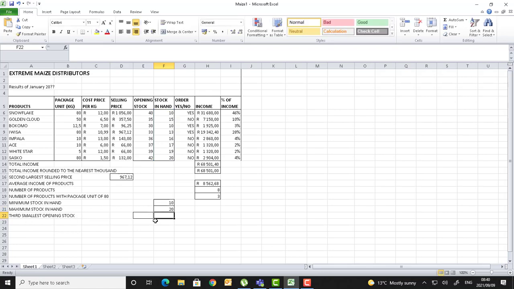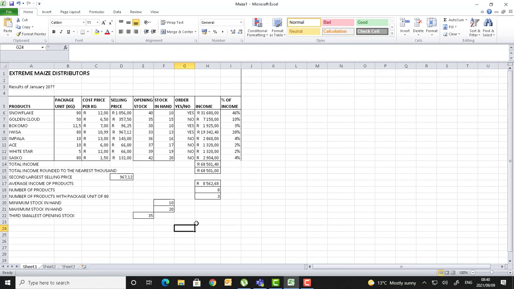Third smallest opening stock, third smallest. So it means we will say equals to SMALL. Then we are going to take stock in hand and then comma 3, close bracket, because the third smallest, close, the third smallest will be 35 there.